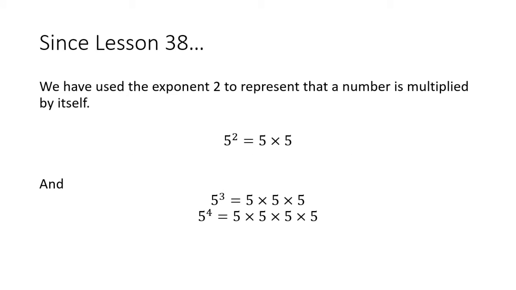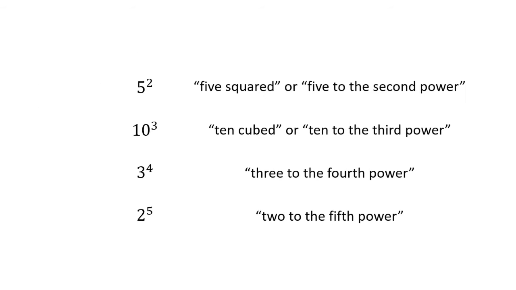Since lesson 38, we've used the exponent 2 to represent a number that's multiplied by itself. So for instance, 5 to the second power is 5 times 5, and 5 with a third exponent is 5 times 5 times 5. 5 to the fourth power is 5 times 5 times 5 times 5. Okay, that same sort of thing. Here's just kind of an overview, just kind of a reminder.